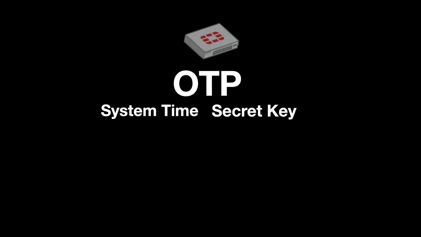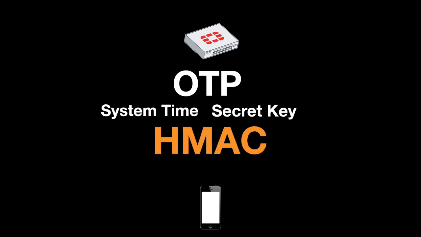One of them is the system time, which is usually a Unix time, and the other parameter is a secret key that is generated and shared between the server, which is your FortiGate, and your smartphone. Those two parameters are actually being hashed using HMAC, a cryptographic hash function.